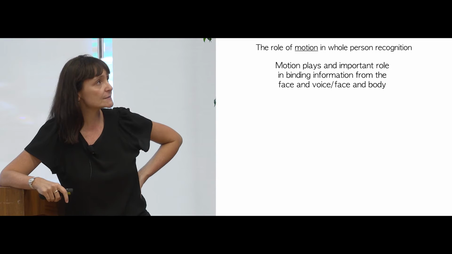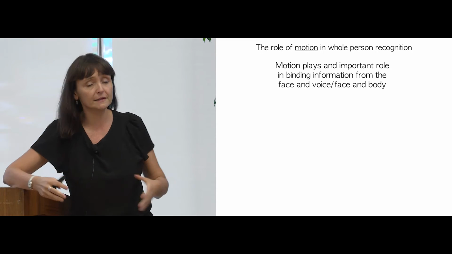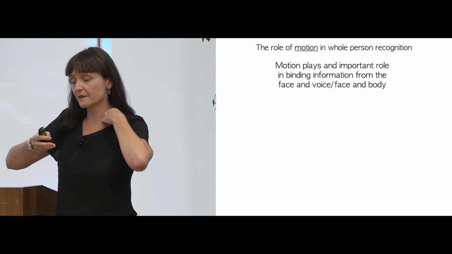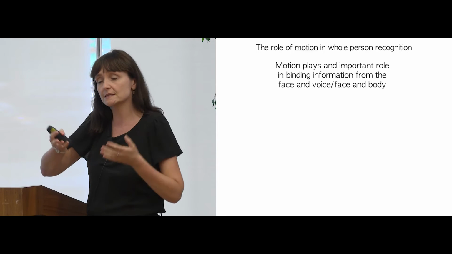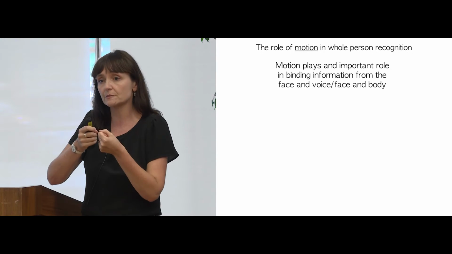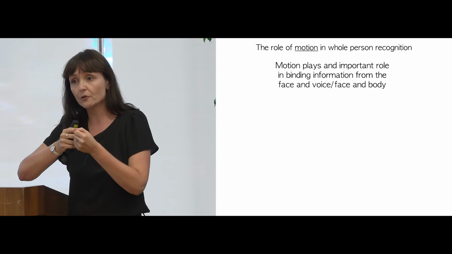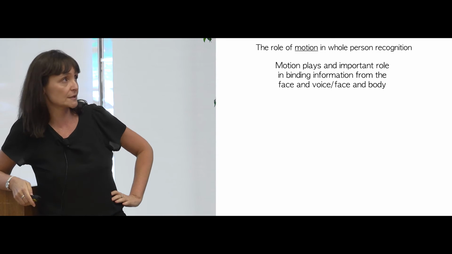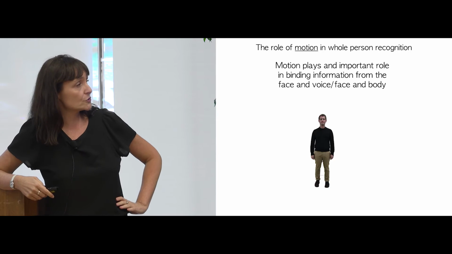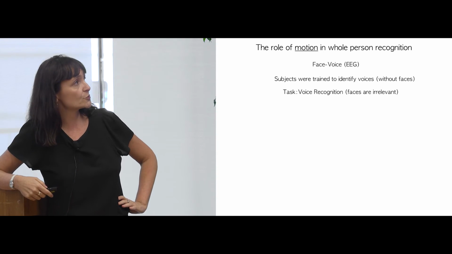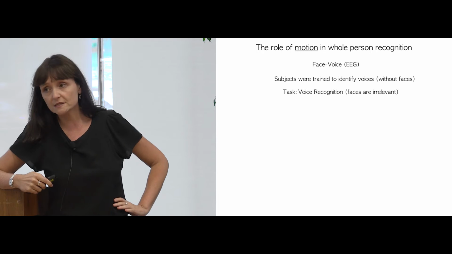And what we find, and I'm going to show you an example from one of these experiments, is that it seems that motion plays an important role in binding the information from face and voice and face and body. So when we present static stimuli, it seems that one of them may dominate the representation. But when you present dynamic stimuli, it seems that actually both of them are used in the multimodal representation. So I'm going to show you an example from studies in which we actually did a face-voice task.